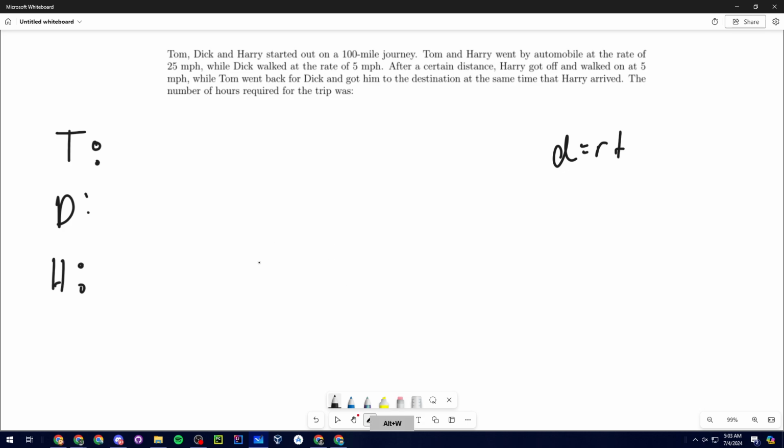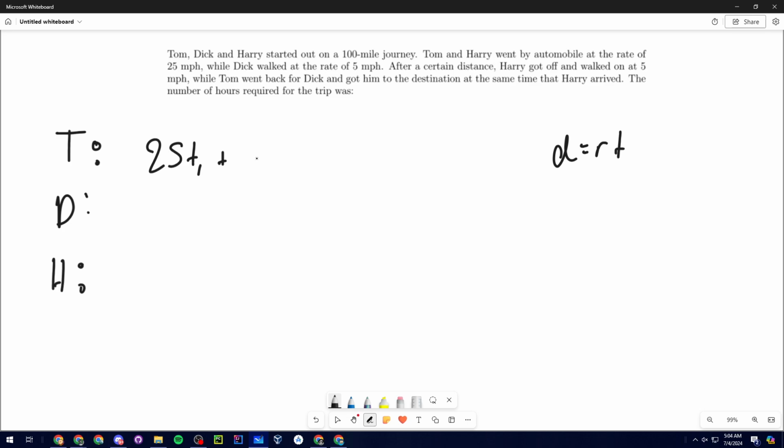So for Tom, let's think of Tom's perspective. This guy got in an automobile, so he's traveling at a smooth rate of 25, and we don't know what time, so I'm just going to say time 1. The reason I'm not using A, B, C, D is because I like having T sub 1 help me a lot more. So 25T1, now what happens?